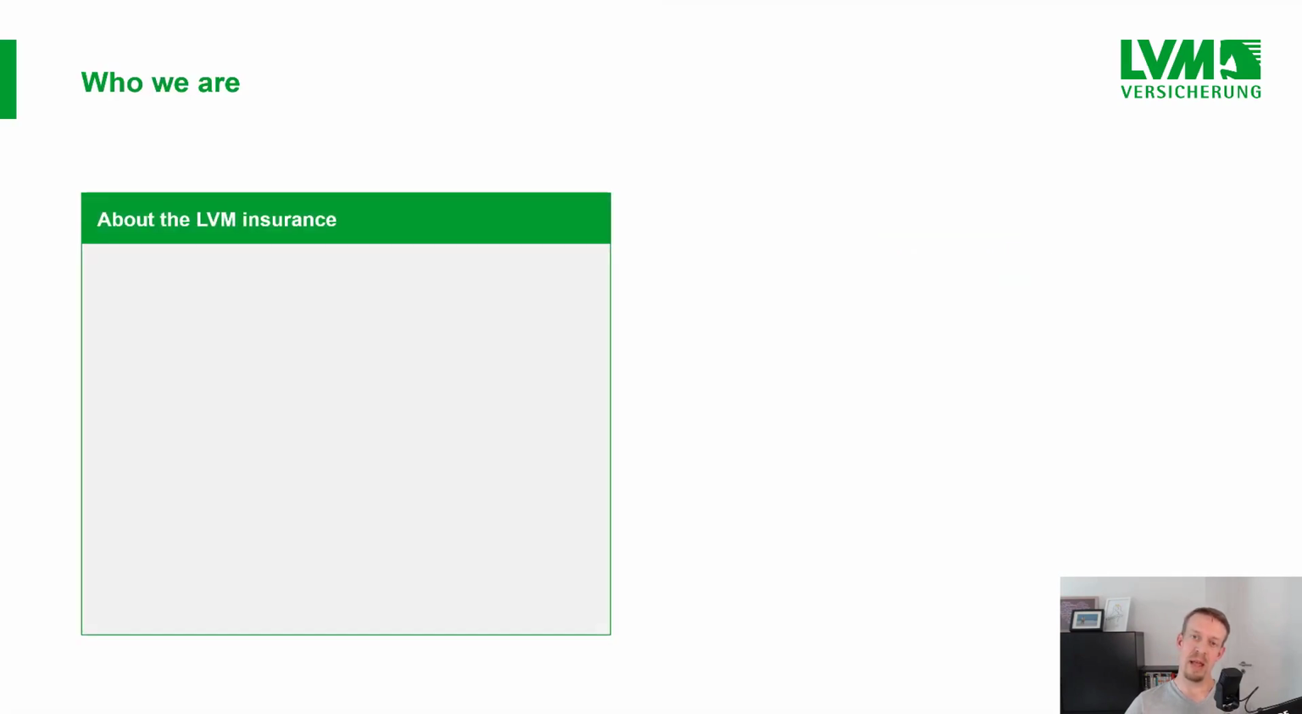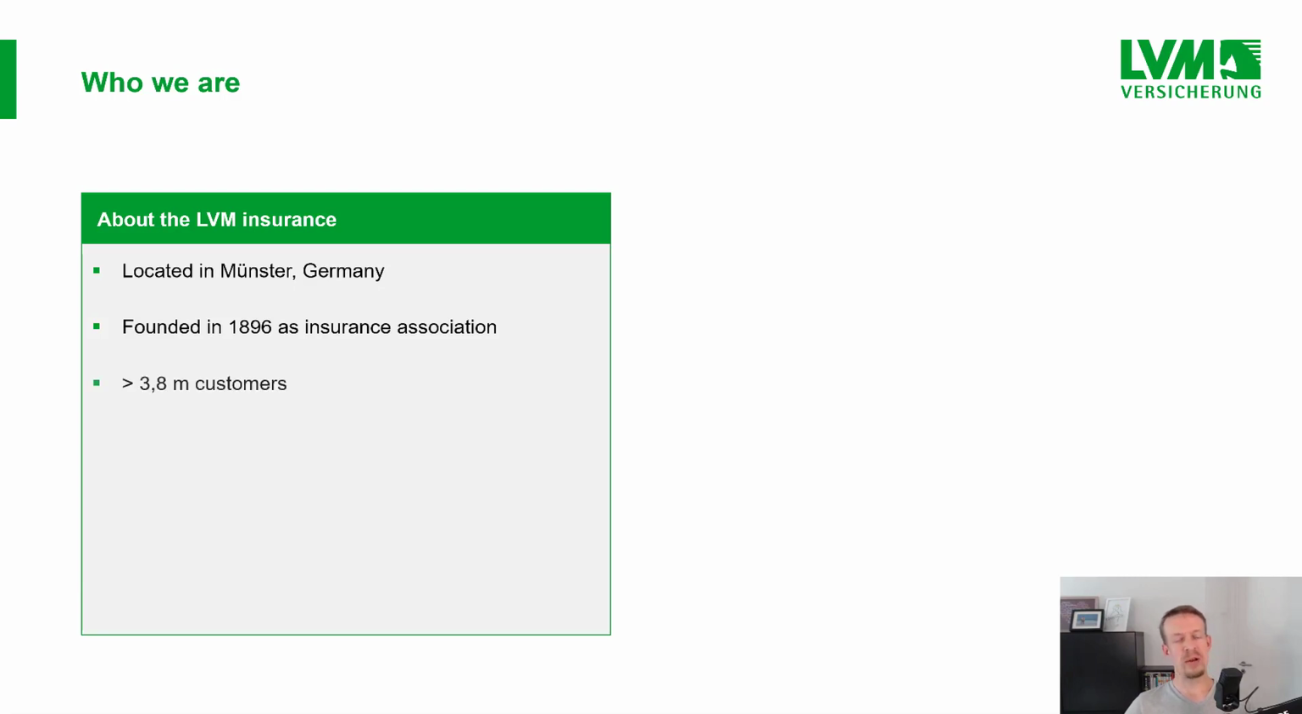I work for the LVM Insurance, or LVM Versicherung in German. Our headquarters is located in Münster in Midwest Germany, and the company got founded back in 1896 as an insurance association by farmers for farmers. Nowadays, we are open to everyone with the constraint that we are acting in the German insurance market solely. With the end of last year, we had more than 3.8 million customers and yearly revenues of 4.2 billion euros.